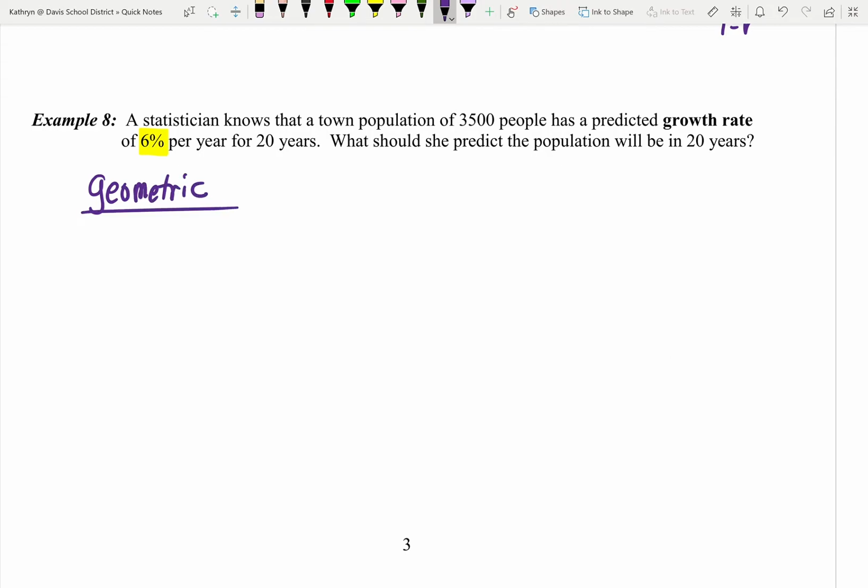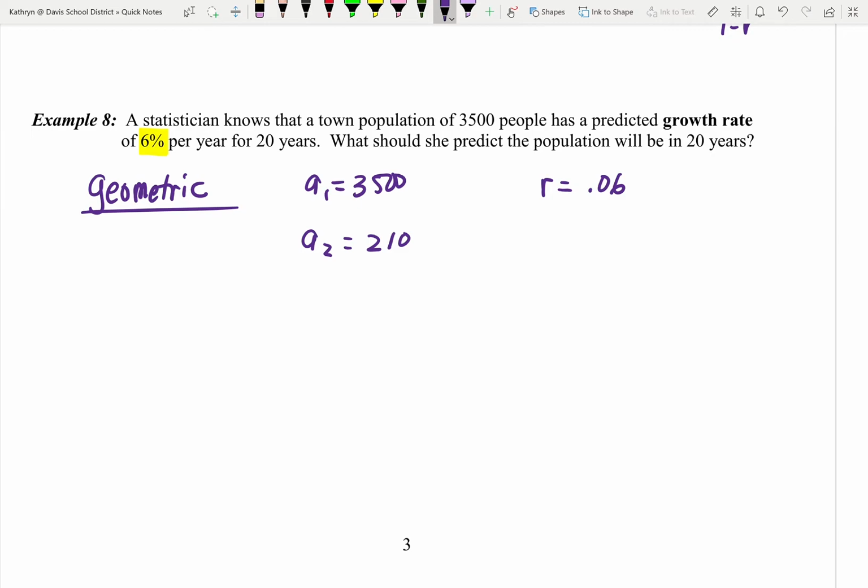Okay, quiet please. So the first year, the population is 3,500. I have to figure out the ratio. This is confusing, so I want you to watch. It says it grows by 6%. So 6% as a decimal is 0.06. Okay, so that means the second year, 3,500 times 0.06 is 210. That means the second year my population is 210.